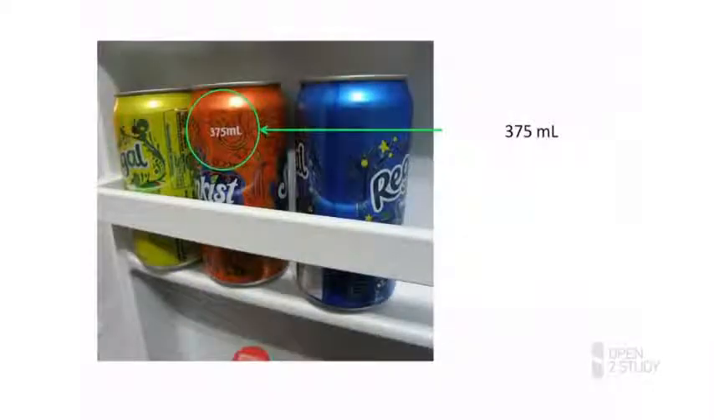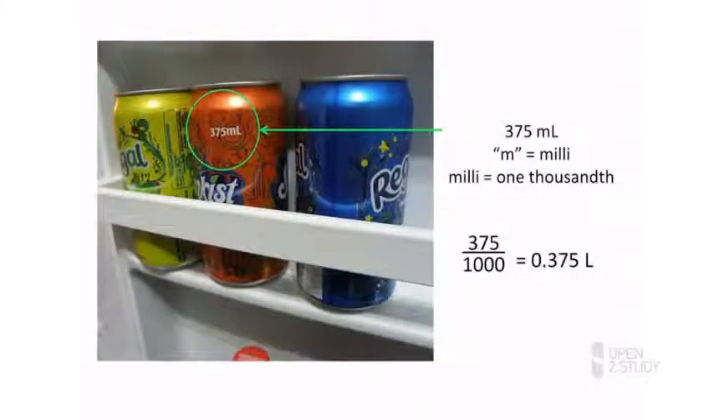A good example for us, you can picture a can of soft drink. A can of soft drink is often sold at this size, that's 375 millilitres. But what does that mean? That little M out the front of the litre, milli. That means 1,000th of. So when they're saying you've got 375 millilitres, what they mean is you have 375 out of 1,000 litres, or 0.375 litres.